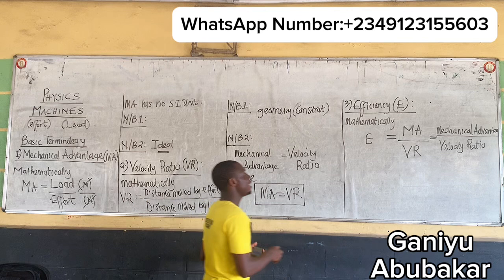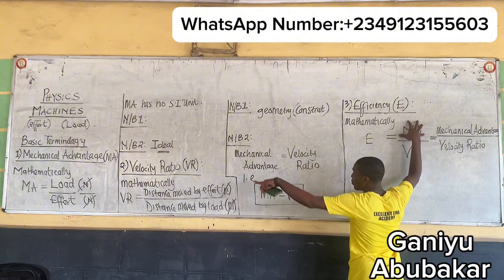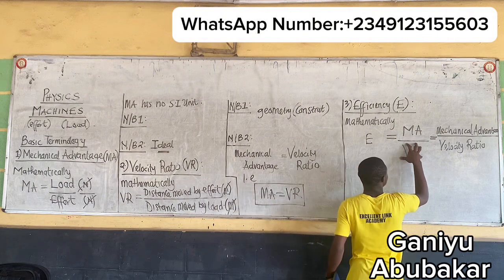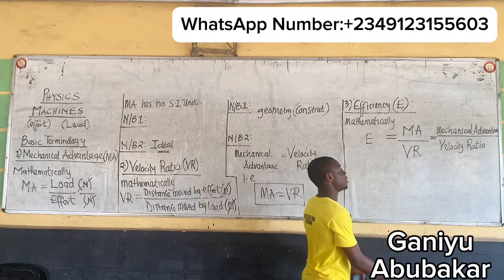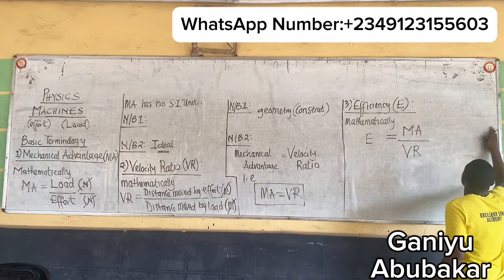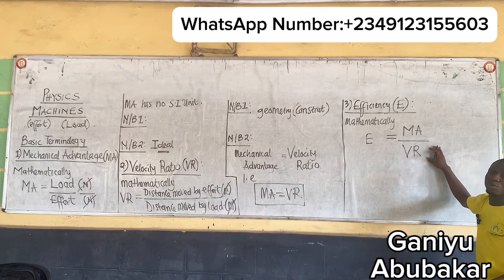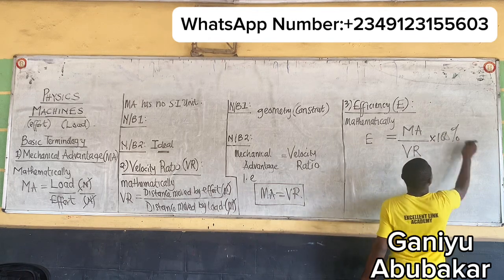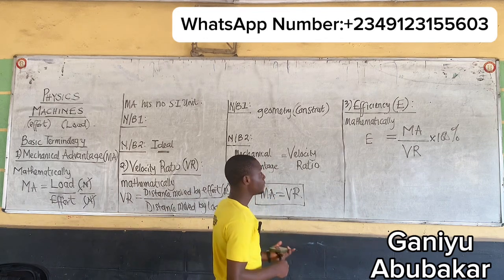So in this case, it means the efficiency automatically has no SI unit. Why? MA itself has no unit, and VR itself has no unit. So mechanical efficiency will have no SI unit. We said efficiency is the ratio of mechanical advantage to its velocity ratio expressed as a percentage. So don't forget, times 100%. This becomes your formula for calculating efficiency.